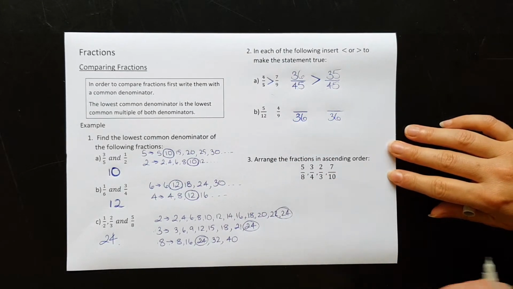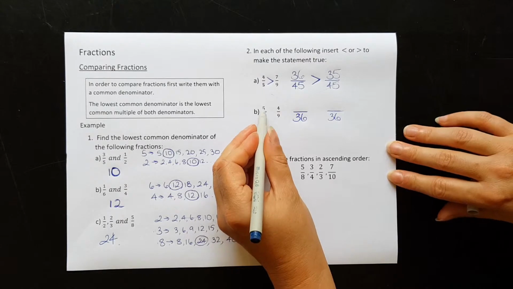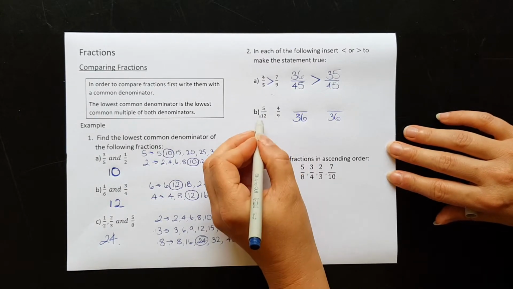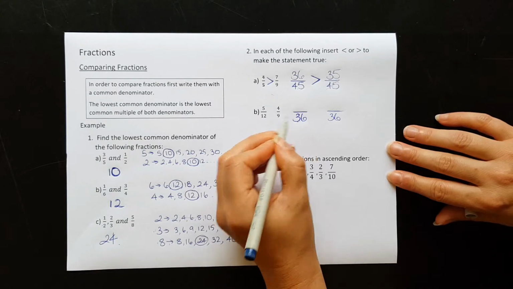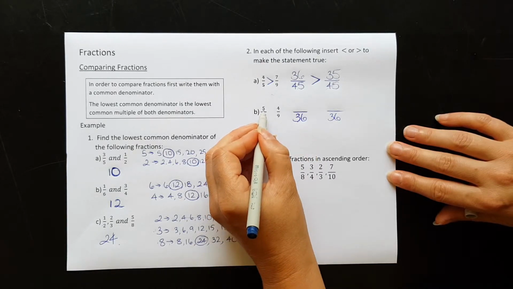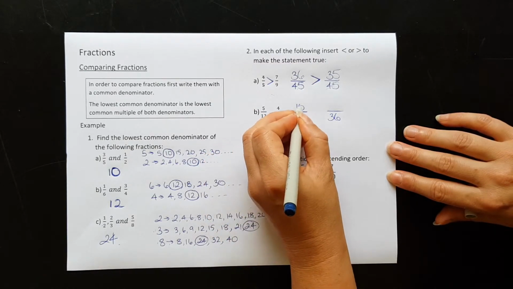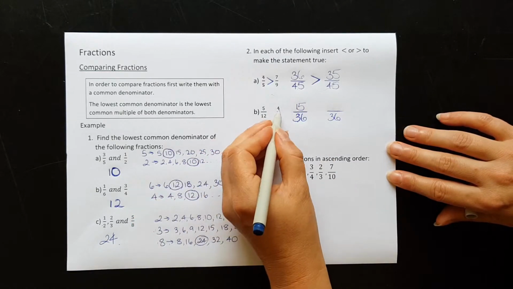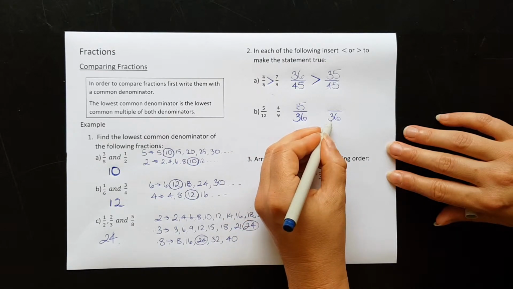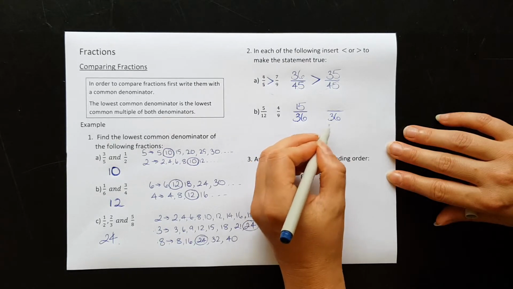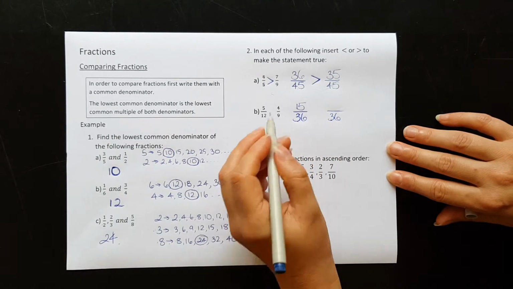Okay, so I want to change this fraction to be something over 36. I have to times the 12 by 3 to get to 36. So I'm going to have to times this by 3. 5 3s are 15. Looking at the second fraction, 4 over 9. What do I multiply the 9 by? 9 times 4 is 36. So multiply the top by 4. 4 4s are 16.